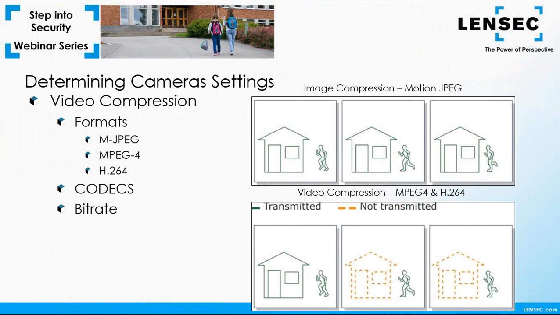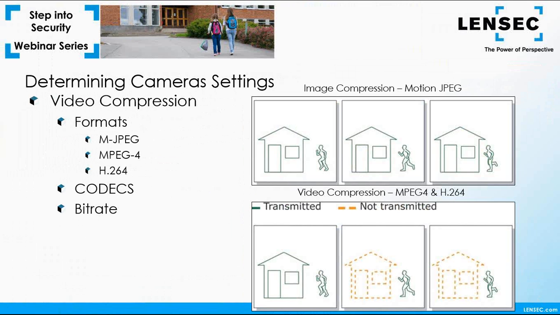MJPEG, or Motion JPEG, is a digital video sequence that's made up of a series of individual JPEG images. Video compression algorithms such as MPEG-4 and H.264 use interframe prediction to reduce video data between a series of frames. This involves a technique called difference coding. This is where one frame is compared with a reference frame, and only pixels that have changed with respect to the reference frame are encoded.